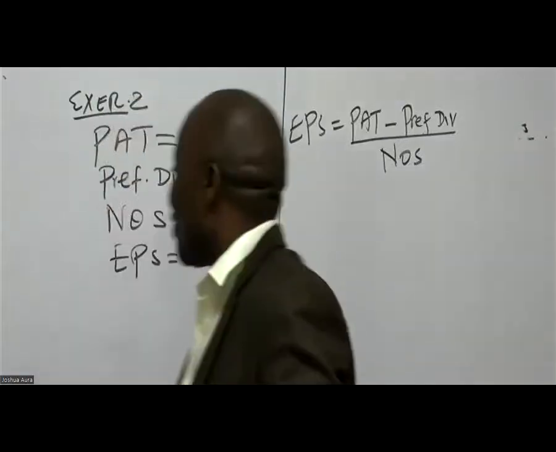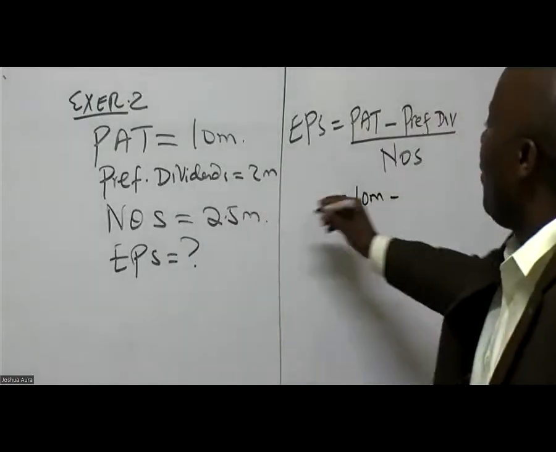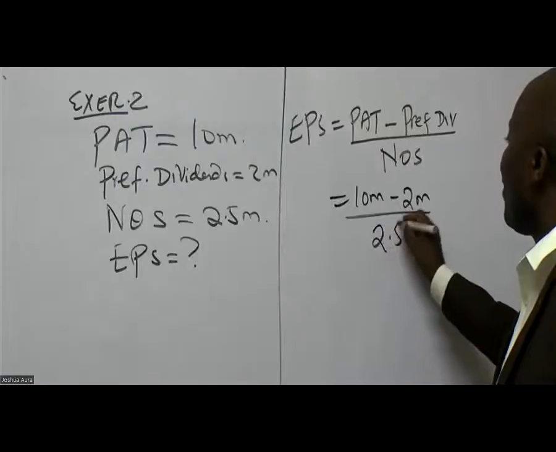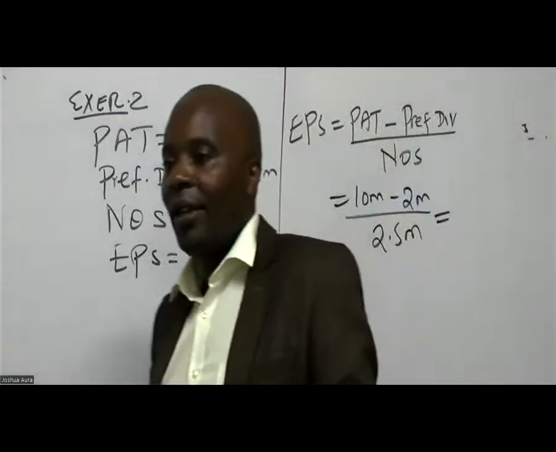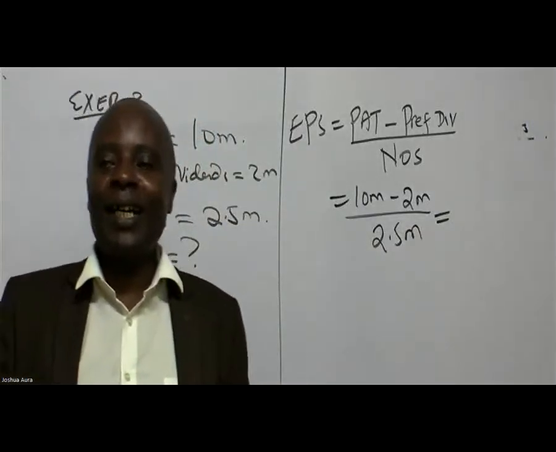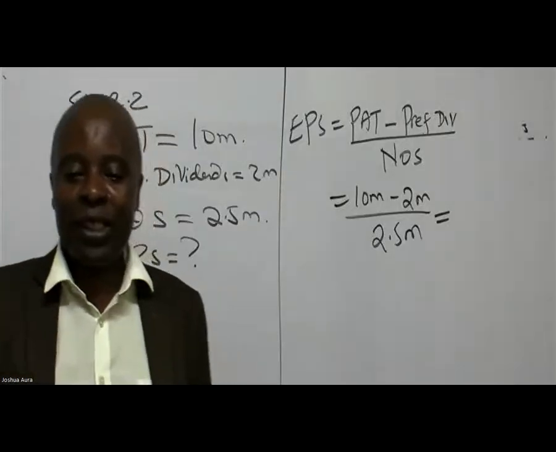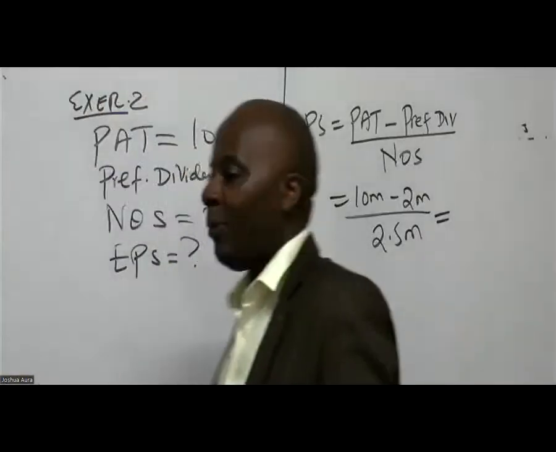So the profit after tax is 10 million minus preference dividends of 2 million, all over the number of ordinary shares of 2.5 million, which ends up giving me what figure as EPS, earnings per share? Somebody already had gotten this earnings per share as 3.2.